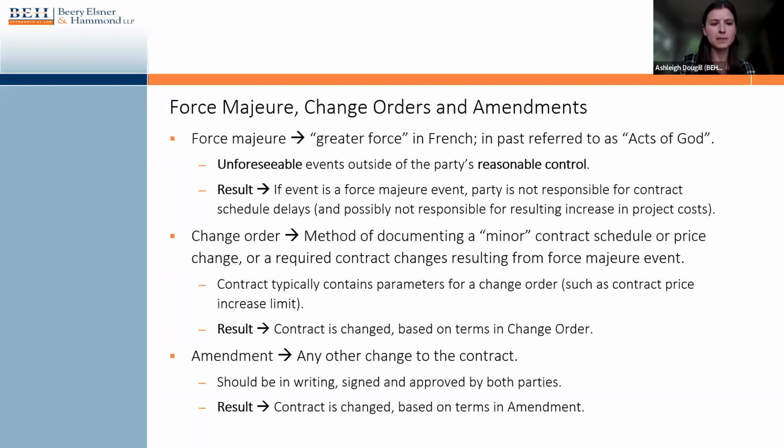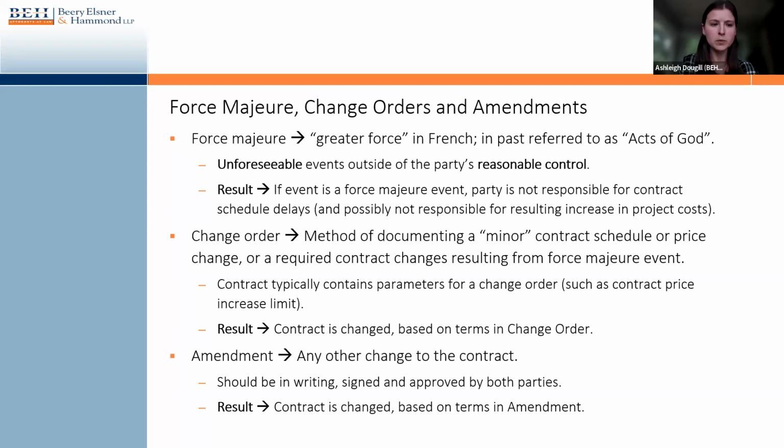So there's mechanisms for this built into contracts, the first of which is called force majeure. Force majeure is a phrase that means greater force in French. In the past, this concept was referred to as acts of God. You can also hear that as a common way of referring to force majeure, but nowadays we just usually call it force majeure. Force majeure means unforeseeable events that are outside of a party's reasonable control and affect their performance of the agreement in some way.